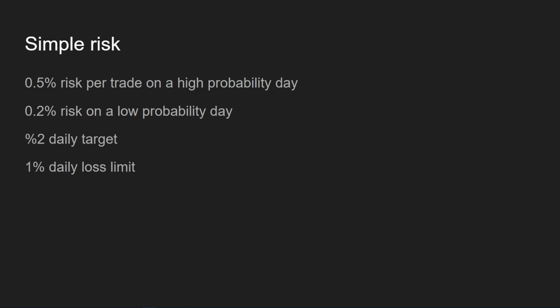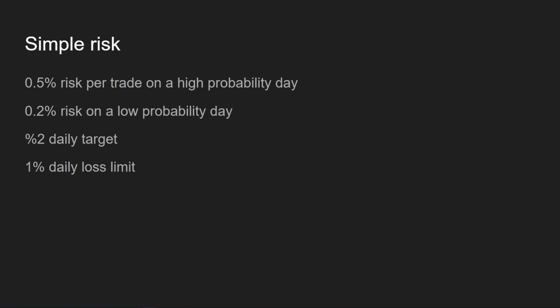Understand that you don't have $50,000. If you bought a $50,000 evaluation, you don't have $50,000 to trade. You have $2,000 because that's your drawdown. You only have $2,000 to lose before you lose your account. So you need to risk accordingly to your drawdown, not to your actual account balance.